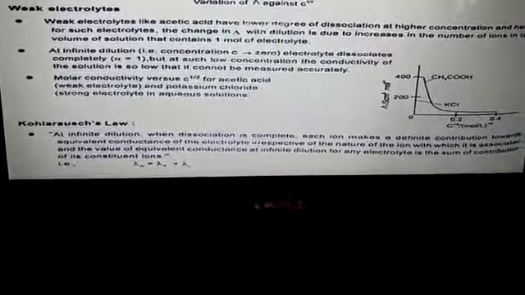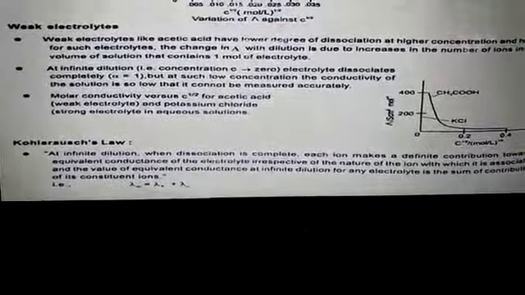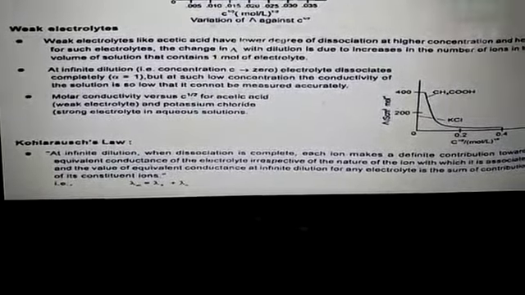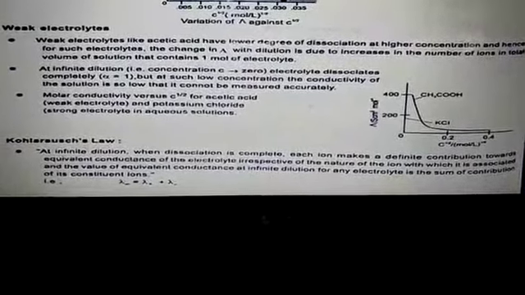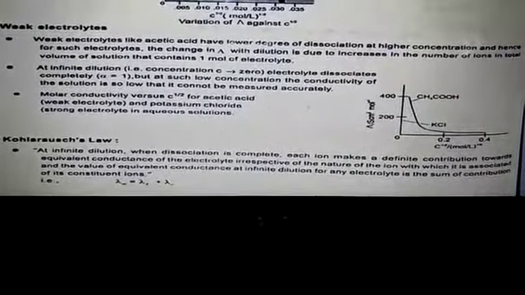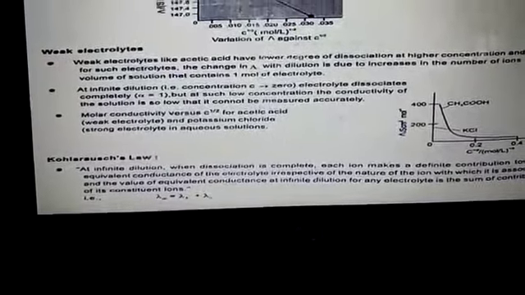Kohlrausch law. Now in the Kohlrausch law, at infinite dilution, each ion makes a definite contribution towards the molar conductivity of an electrolyte irrespective of the nature of the other ion with which it is associated, and the value of the molar conductivity of the electrolyte at infinite dilution is given by the sum of the contributions of these ions. That is, lambda m infinity is equal to mu positive lambda positive infinity plus mu negative lambda negative infinity. Lambda positive infinity is the molar conductivity of the cation at infinite dilution, and lambda negative infinity is the molar conductivity of the anion at infinite dilution.